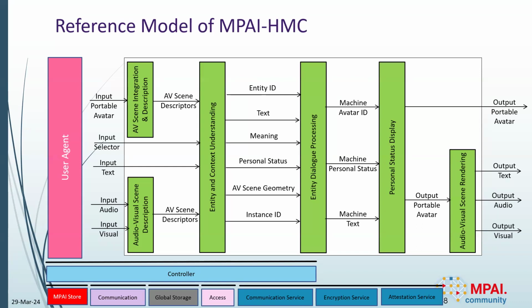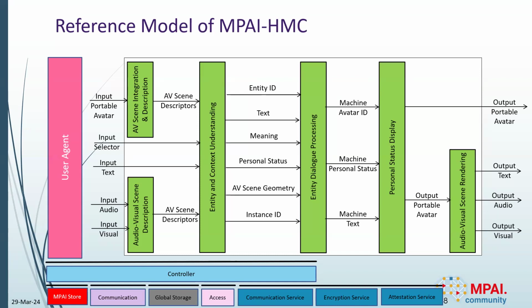One of them is meaning in a suitable semantic representation. Another is so-called personal status of the first participant. That is his, her, or its emotions, cognitive state, and attitude. A textual record of the input and other technical elements. These are fed to a dialogue processing module, which composes elements of the current machine's response.